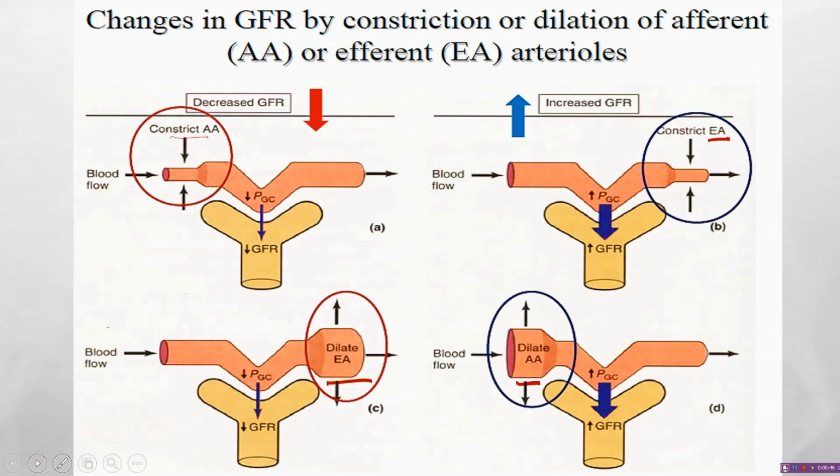In this diagram, we can see that when the afferent arteriole constricts, or the efferent arteriole dilates, this decreases the GFR. But when the efferent arteriole constricts, or the afferent arteriole dilates, the GFR is increased.